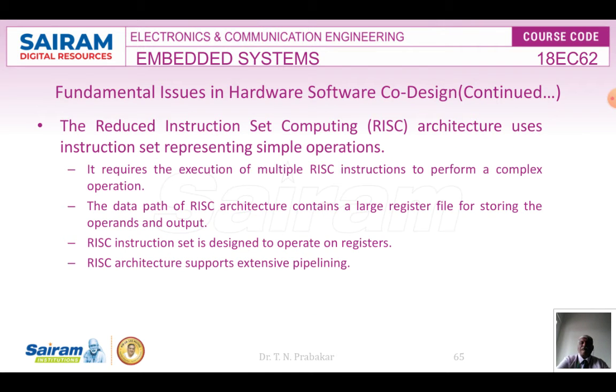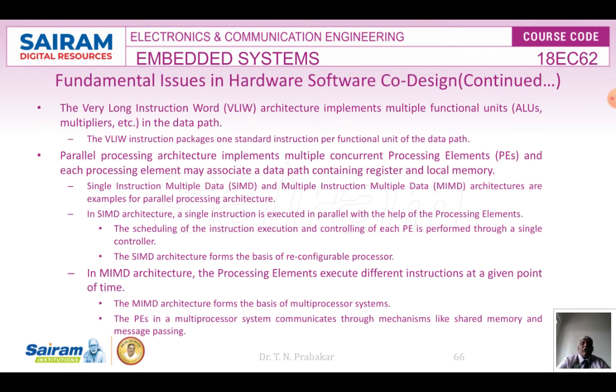Fine. So reduced instruction set, again the number of instructions will be reduced, right? It requires the execution of multiple RISC instructions to perform a complex operation. The data path of the RISC architecture contains a large register file for storing the operands and output. The RISC instruction set is designed to operate on registers and it supports extensive pipelining, right? And VLIW we already discussed.